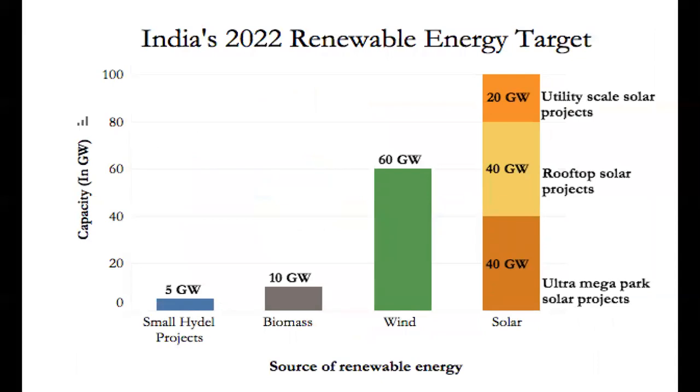This is India's 2022 renewable energy target. The target is that 100 gigawatt of solar power plants be set up by the end of 2022. In this, 40 gigawatt will be ultra mega park solar projects, the next 40 gigawatt will be rooftop solar projects, and the next 20 gigawatt will be utility scale solar projects. A utility scale solar facility is one which generates solar power and feeds it into the grid, supplying a utility with the energy.